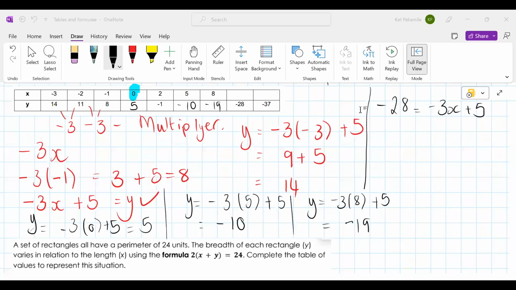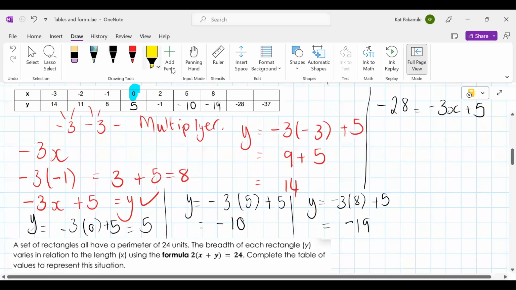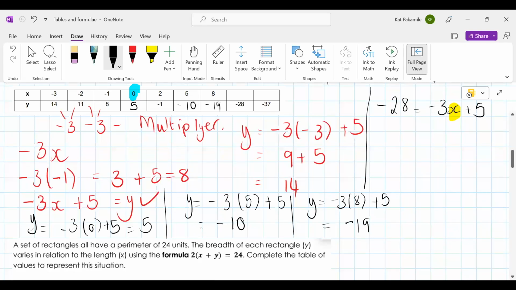Hello. Do you want to do this one with me? Yes. Let's do it then. How do I get this x on its own? What do I need to do? How do I get this x on its own?